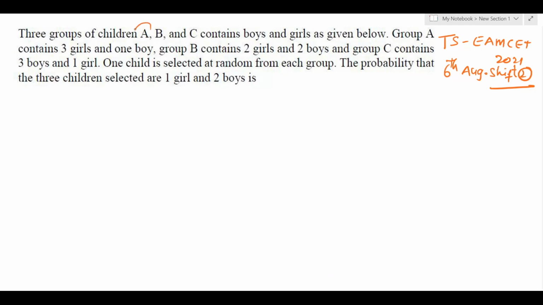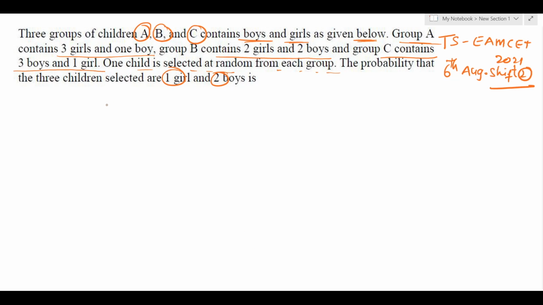Three groups of children, A, B, C, contain boys and girls as given below. Group A contains 3 girls and 1 boy. Group B contains 2 girls and 2 boys. And Group C contains 3 boys and 1 girl. One child is selected at random from each group. The probability that the 3 children selected are 1 girl and 2 boys is dash. This is an Eamcet 2021 question, 6th August shift 2.